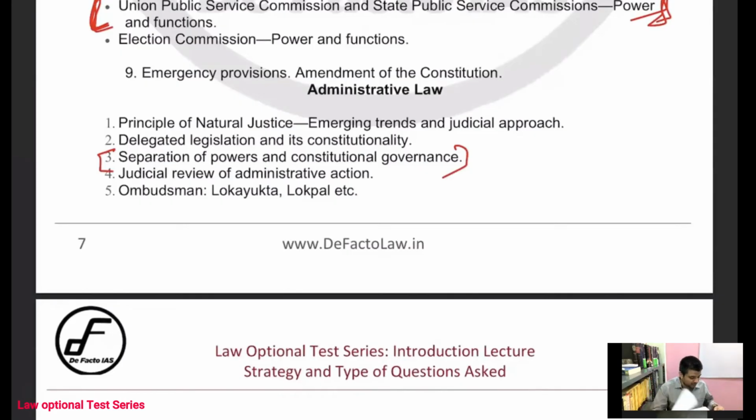It is a direct type of question. They have simply asked, what do you mean by this? So we will find a lot of questions on that. Understood that particular point? Clear?